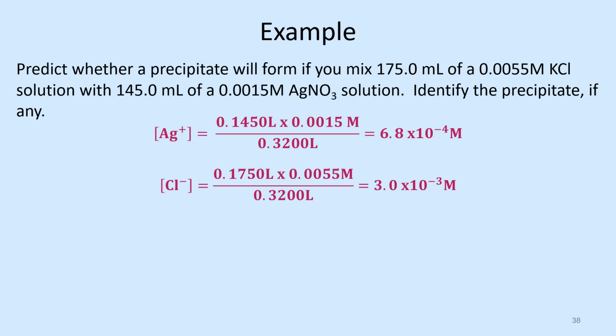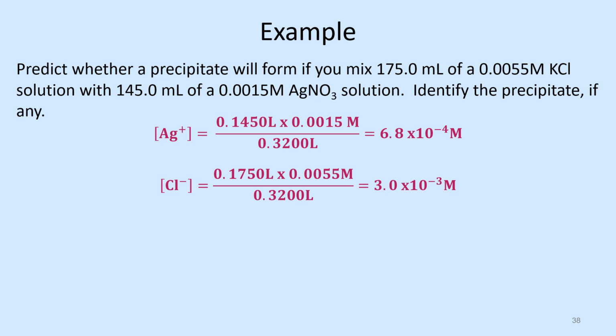And then the chloride would be the 175 milliliters of the KCl times the 0.055 molar KCl, and then divided again by the total volume. Now, it may seem like that's not necessary, but it really depends on the Q expression. In this case, because everything's 1-to-1, it works. But if you had to square one of the concentrations, you want to definitely make sure that you go through this process to get the concentrations correct.